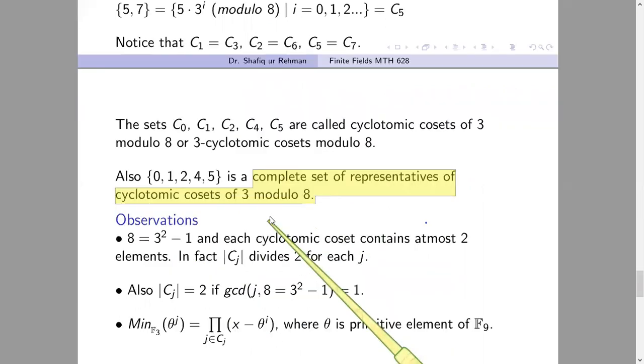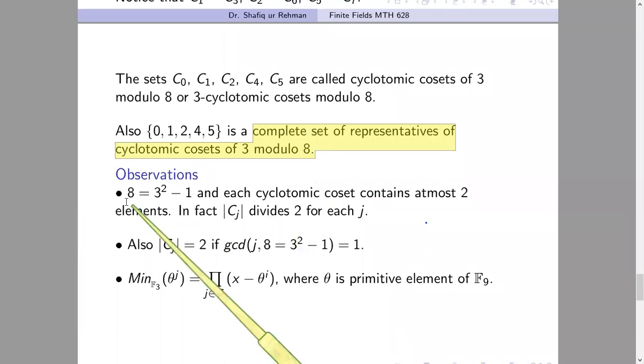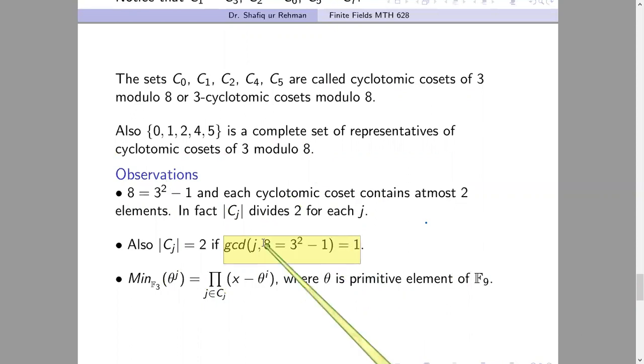In fact, here are some observations: 8 can be written as 3 square minus 1, and each cyclotomic coset contains at most 2 elements. In fact, the cardinality of cyclotomic cosets is related to the cardinality of the set of conjugates, and you know the set of conjugates divides the degree of field extension, and here the degree of field extension is 2. That's why it happened. And also we can observe that if GCD of j with 8 is 1, then that cyclotomic coset will have cardinality 2.